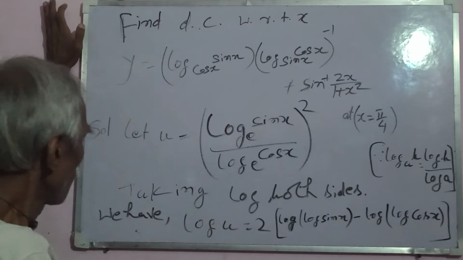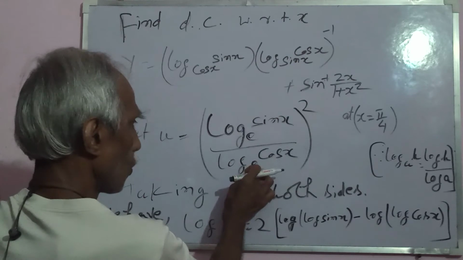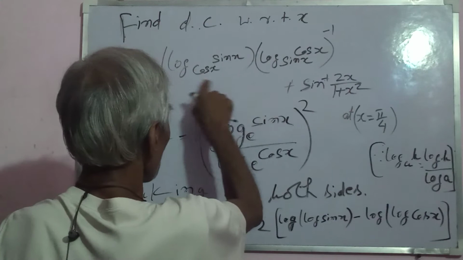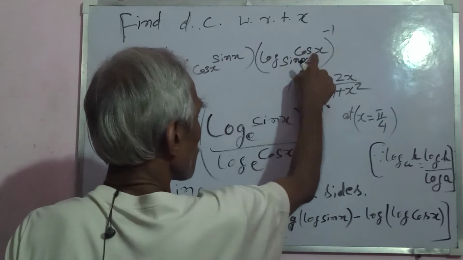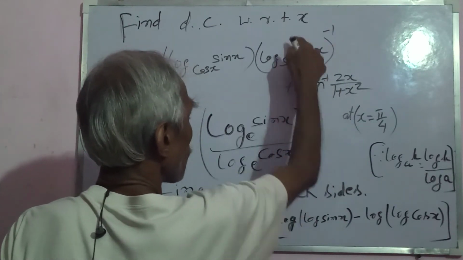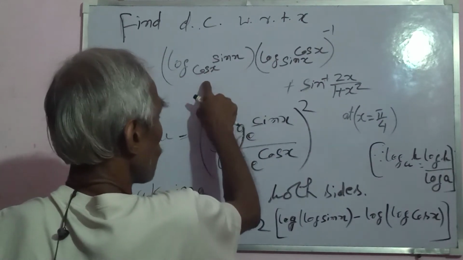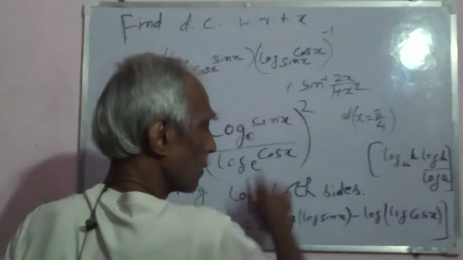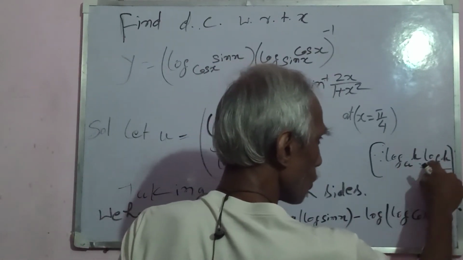Now, let the first part, u, be equal to (log sin x by log cos x) whole square. Because this part, log_cos x sin x, can be written as log sin x by log cos x. Similarly, log_sin x cos x with the power minus 1, or inverse, can be written as log sin x by log cos x. It means (log sin x by log cos x) whole square. We know from logarithms that log_A B is equal to log B by log A.